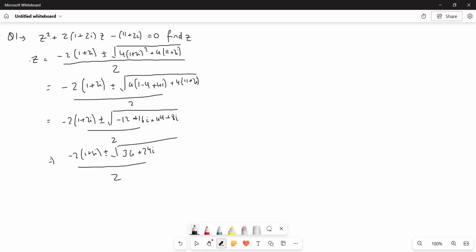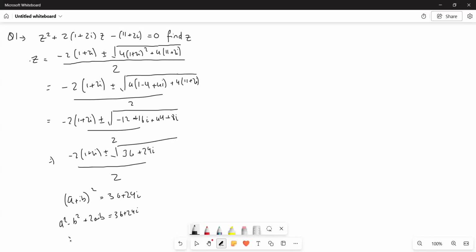whole divided by 2. Now, how do we simplify root of 32 plus 24i? So what we do is we try to find the square root of this. We assume that (a plus ib) whole square is equal to 32 plus 24i. We take it as (a plus ib) whole square so that we can get rid of the root later on. So when we expand this, it will be a square minus b square plus 2aib is equal to 32 plus 24i.